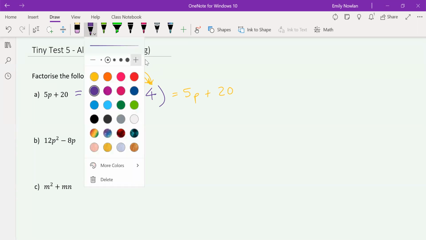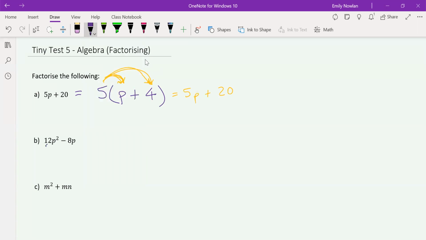Okay, next one. Again, look here. What's the highest common factor? We've got a 12 and an 8. Let's worry about the numbers first. 12 and 8. What's the biggest number goes into 12 and also goes into 8? 2 does, but there's a bigger number than 2. It's 4. 4 goes into them both.